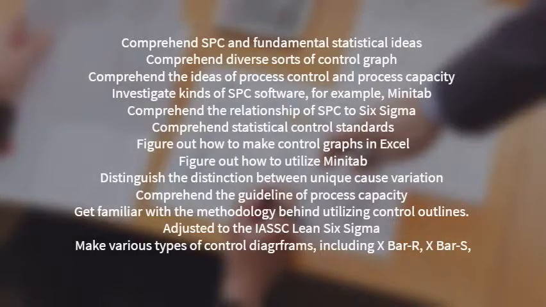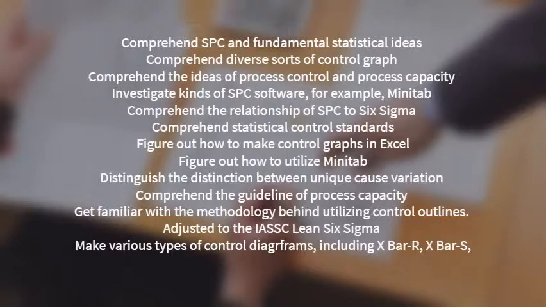Training objectives. Comprehend SPC and fundamental statistical ideas. Comprehend diverse sorts of control graph and characterize control limits. Comprehend the ideas of process control and process capacity. Investigate kinds of SPC software, for example, Minute App. Comprehend the relationship of SPC to Six Sigma.